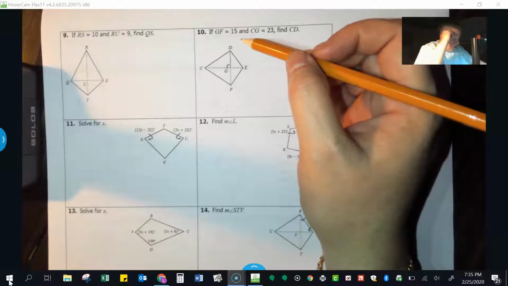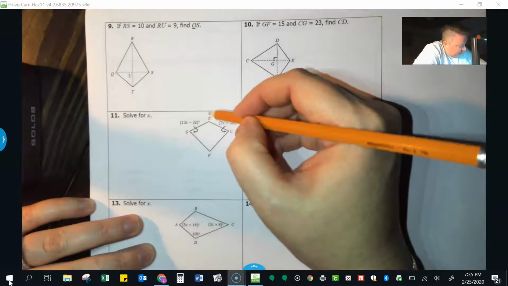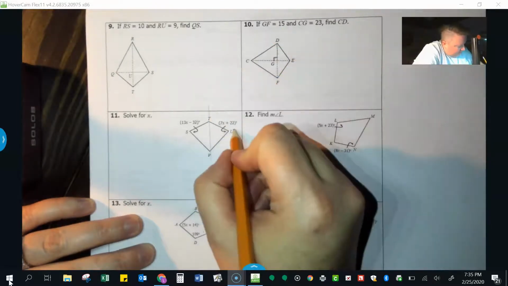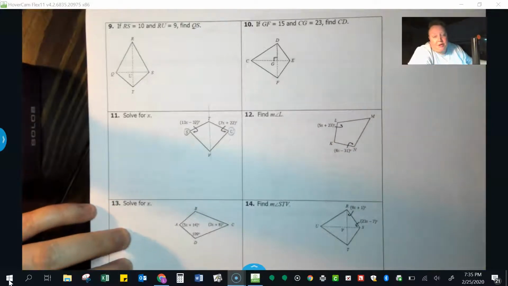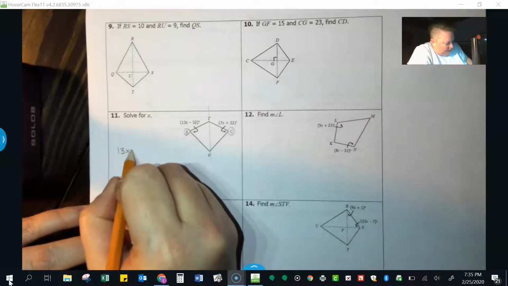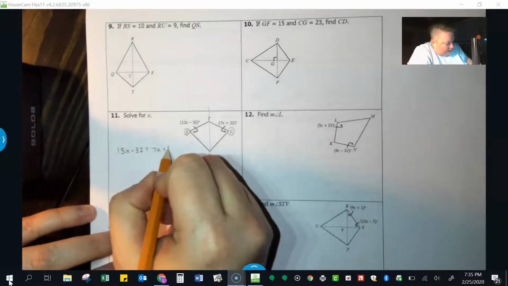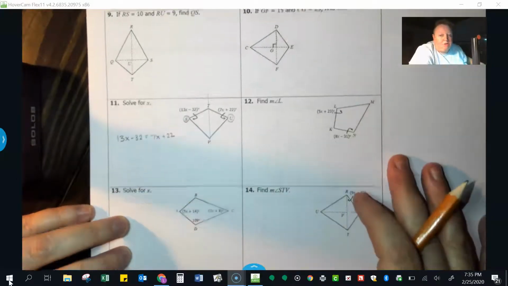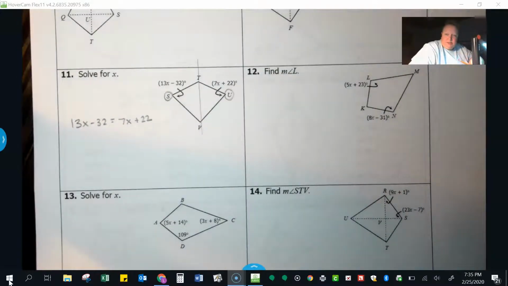I'm going to talk about number 11 with you. Here's my line of symmetry right here, which means that U is congruent to S. When I have two things that are congruent to each other, I can set them equal to each other. So I'm going to say 13x minus 32 equals 7x plus 22, and then I'm going to solve for x. We've done this together a million times, okay? I'm going to go ahead and do it with you guys. Maybe we need our memory refreshed a bit.